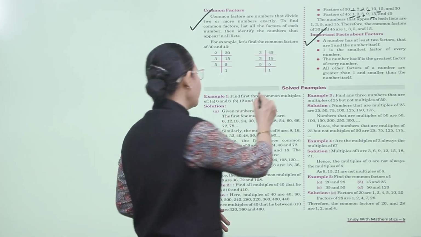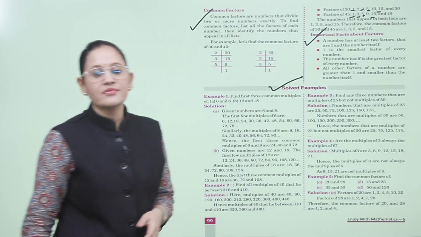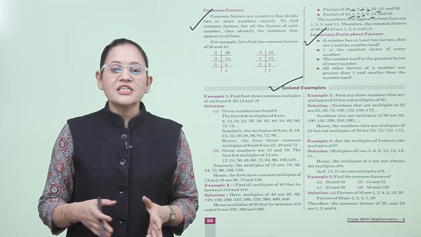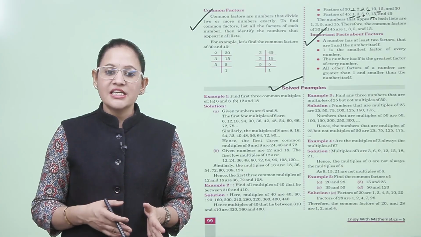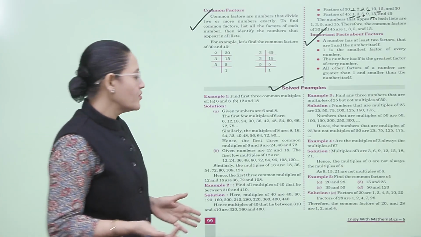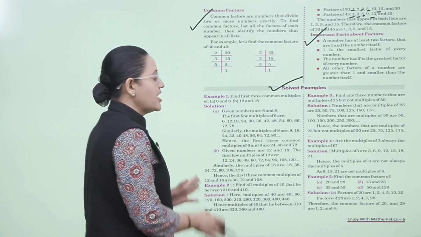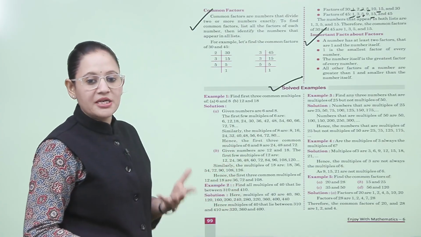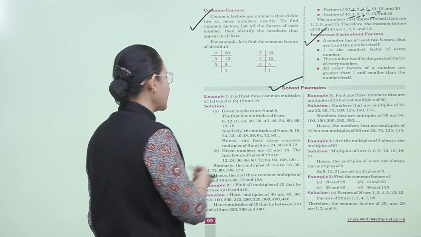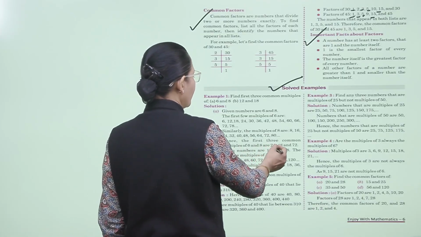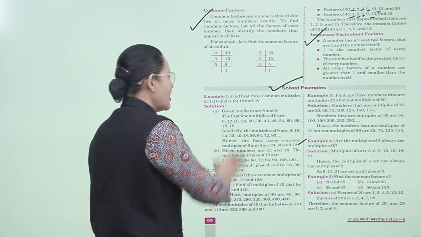Now we'll take some examples. Find the first three common multiples of 6 and 8, and 12 and 18. So we'll write the multiples of 6 and the multiples of 8. Now we'll find out what are the common multiples. So the first three common multiples are 24, 48 and 72.